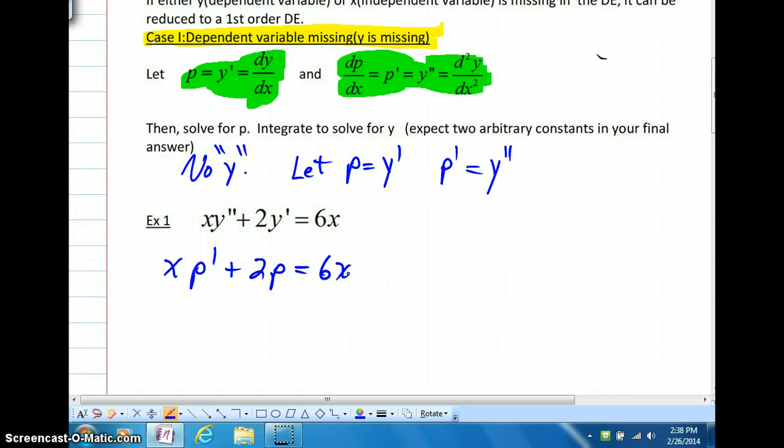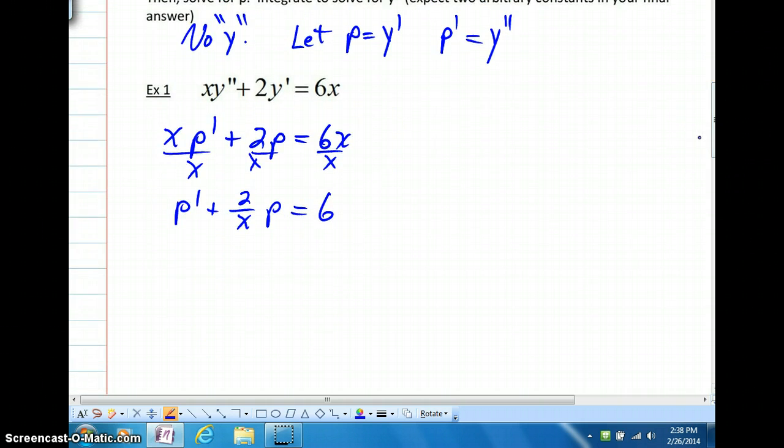Look familiar? All of a sudden, you're probably saying, hey, that looks just like a linear differential equation that we've been dealing with all chapter long. You bet. So what do we do? Well, real quickly, we could say let's divide everything by x. And we have p prime plus 2 over x p is equal to 6. Hey, we have a test coming up in the near future. Great time to review here. This is perfect preparation for that.